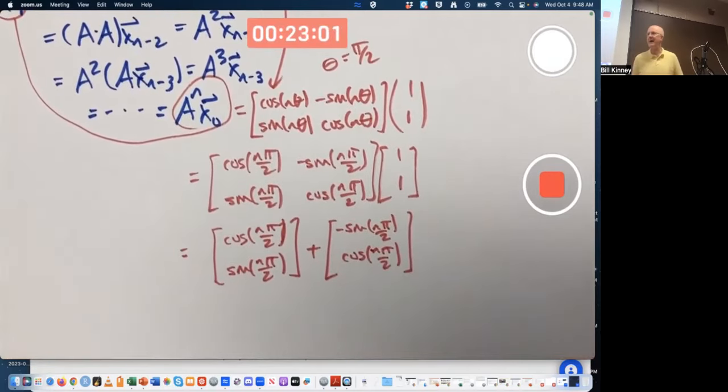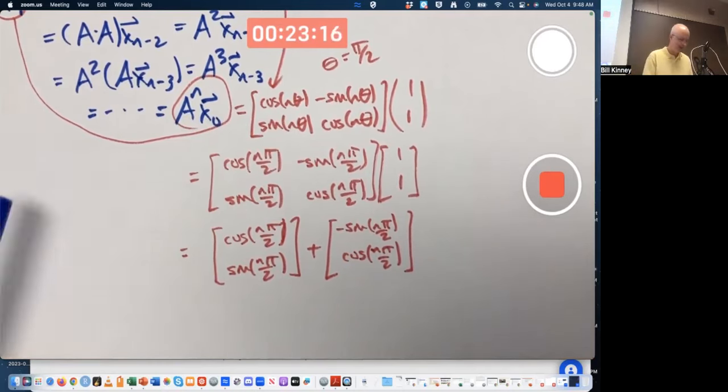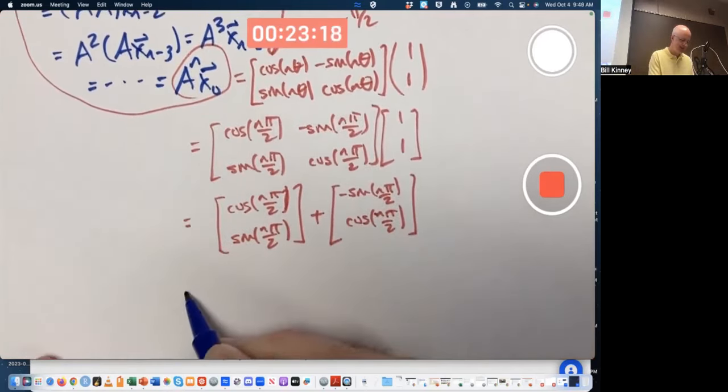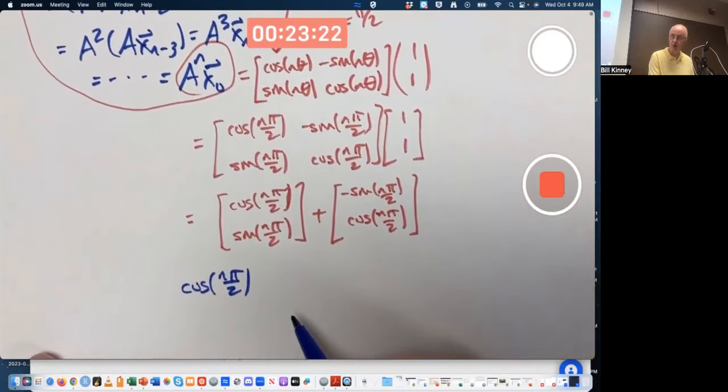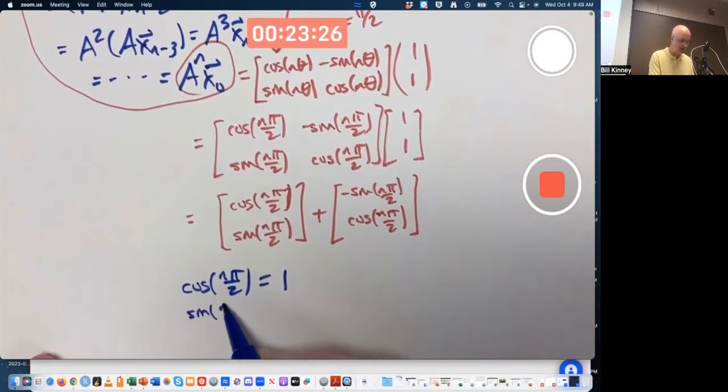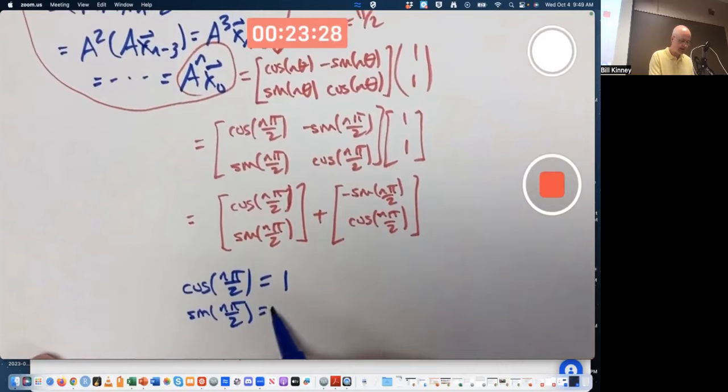And you could even simplify that for different values of n, depending on whether n is a multiple of 4, 1 more than a multiple of 4, 2 more than a multiple of 4, 3 more than a multiple of 4. Cosine of n pi over 2, if n is a multiple of 4, turns out to be 1, and sine of n pi over 2 turns out to be 0 if n is a multiple of 4.